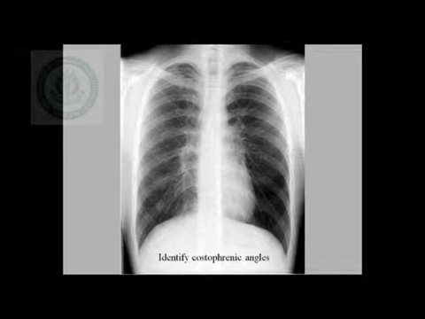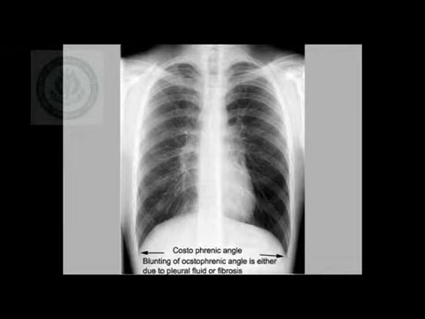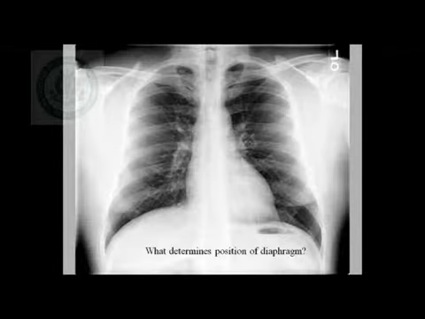Once you have a blunting of the costophrenic angle, then you should suspect an early pleural effusion or a pleural fibrosis. Okay. Now one question that is commonly asked is, what determines the position of the diaphragm? Basically, it is the heart sitting on the left dome of the diaphragm which is pushing it down, because there is no solid viscera underneath the left dome of the diaphragm. It is only the stomach which is easily getting displaced by the position of the heart.